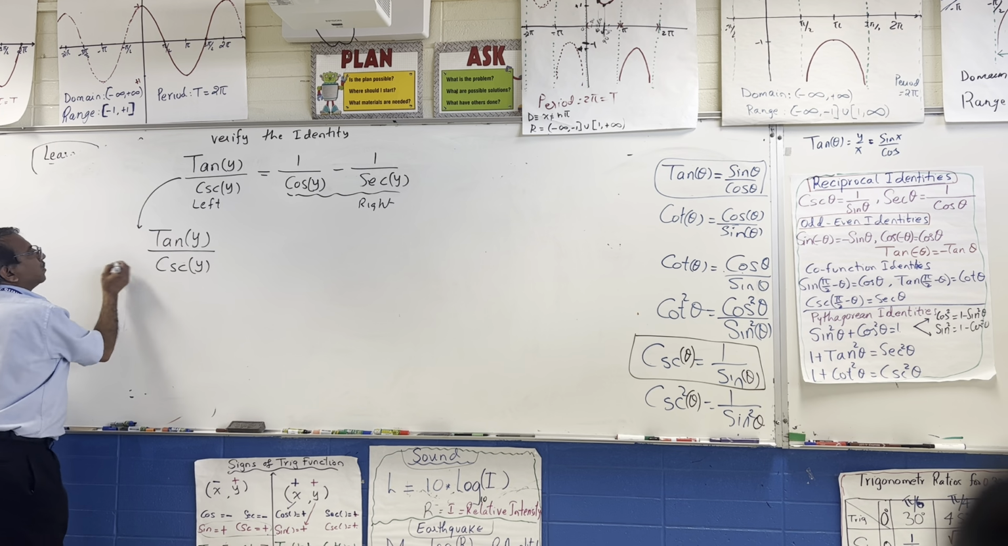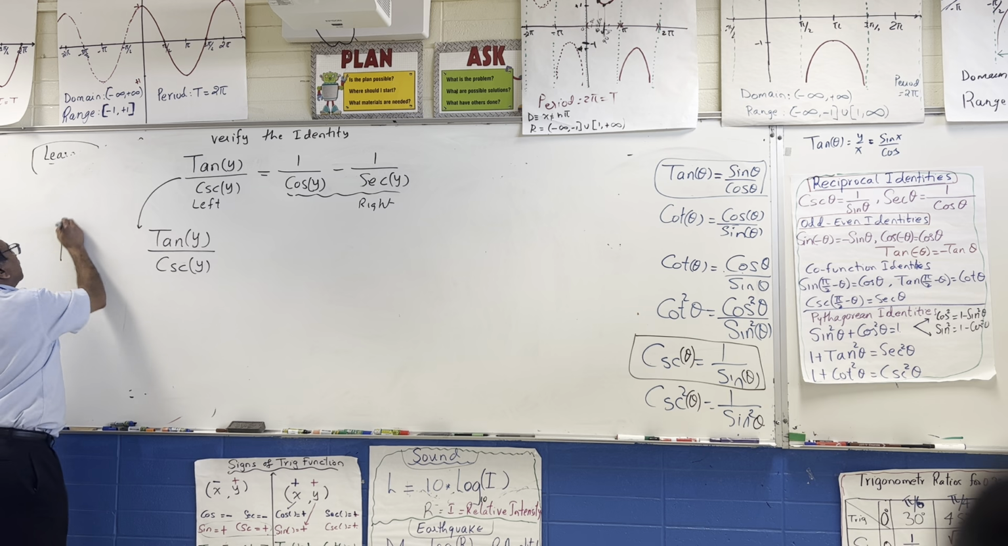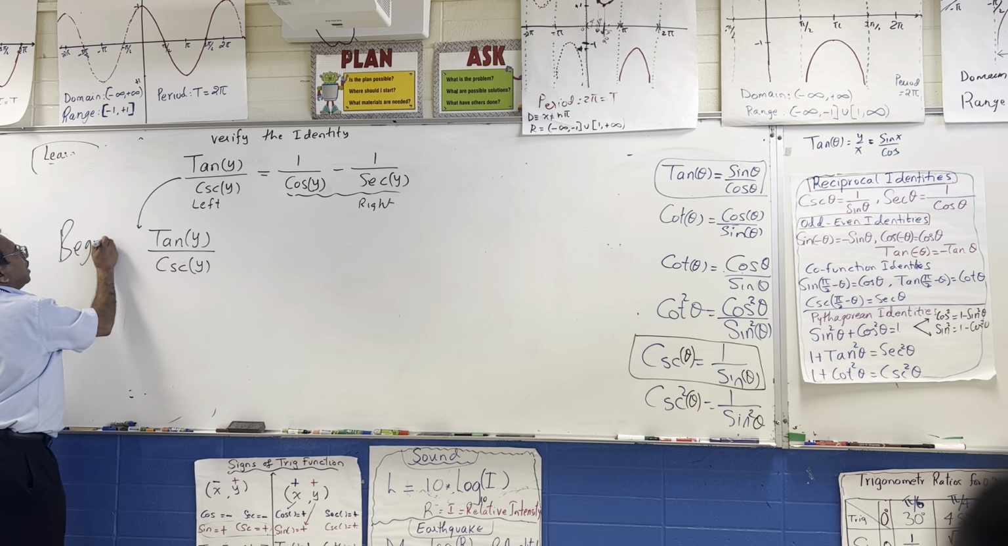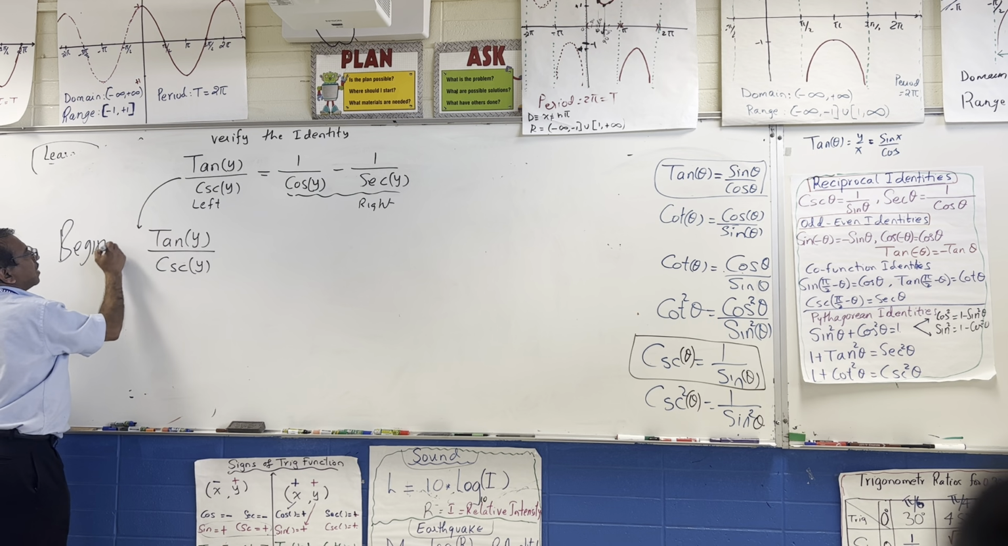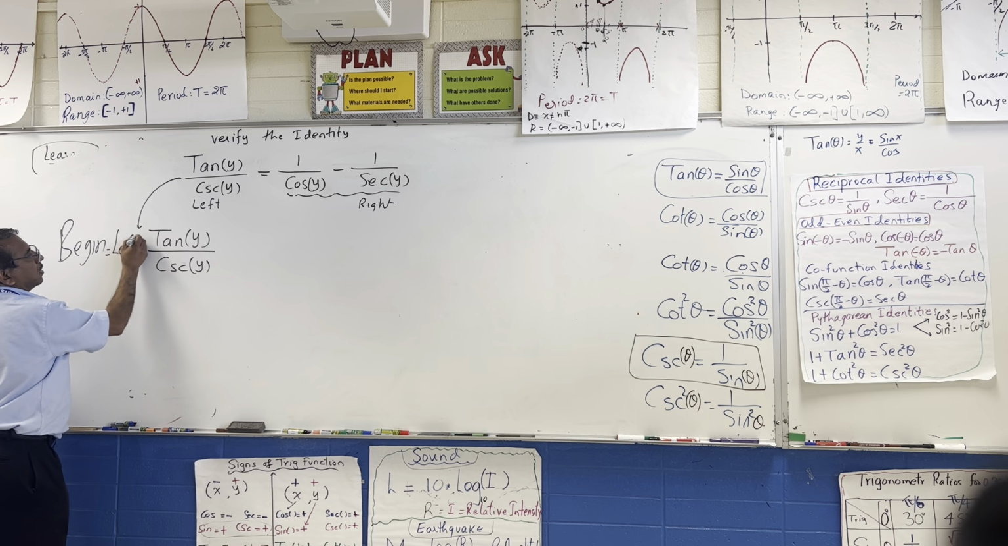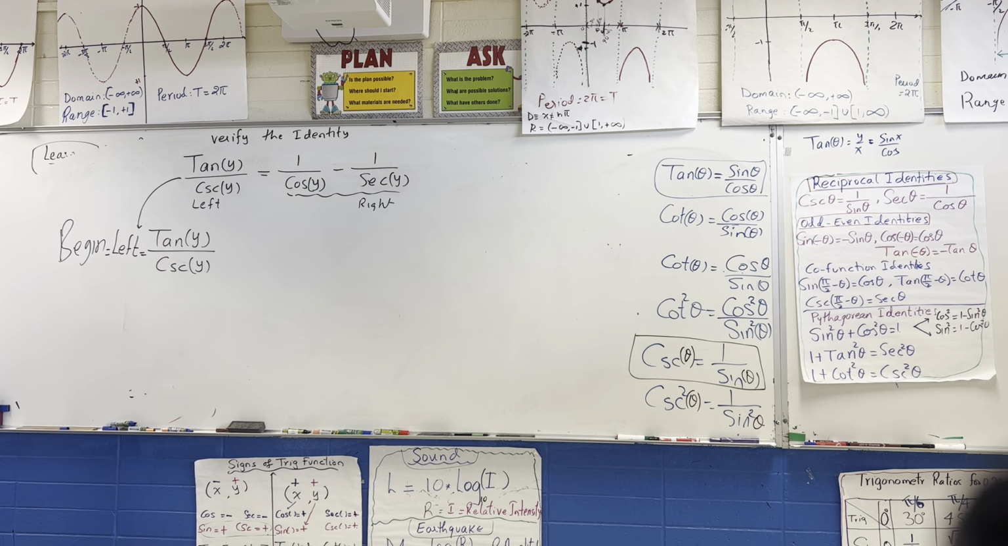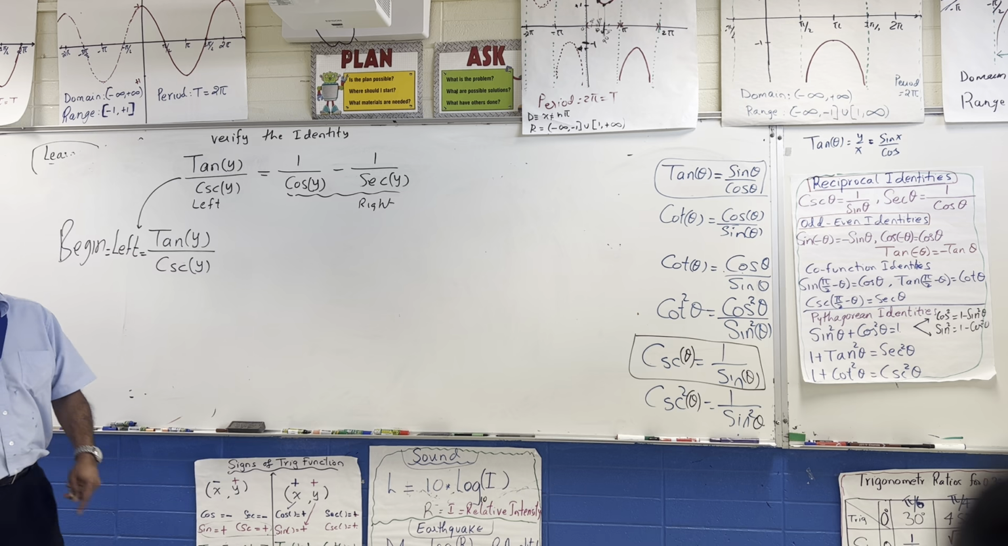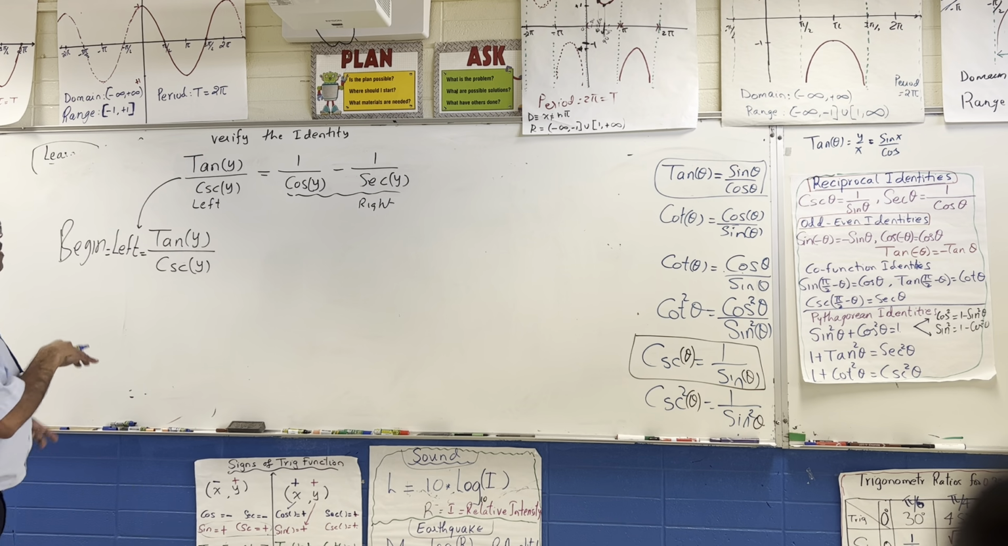Misail, can you tell me? So I'll start with the left. Anything else you can think of? Tan. What does tan mean in terms of sine and cosine? Sine over cos. That's all we can do. So the best thing is always to change to sine and cos. These problems are more about changing.